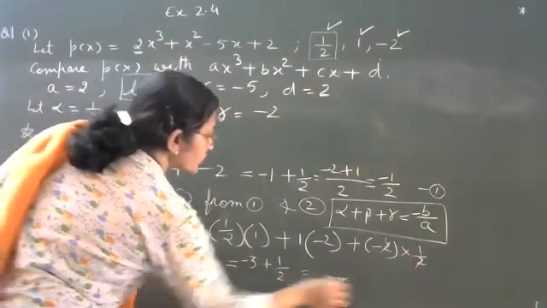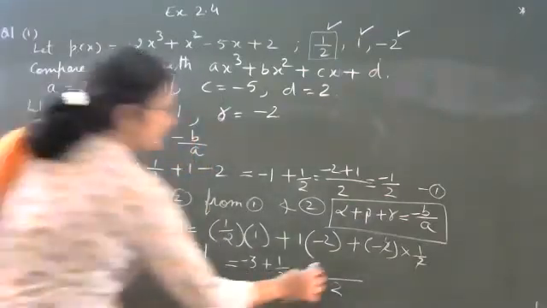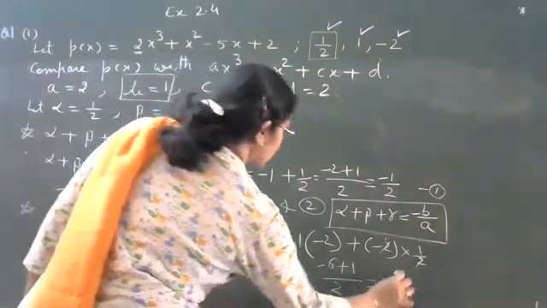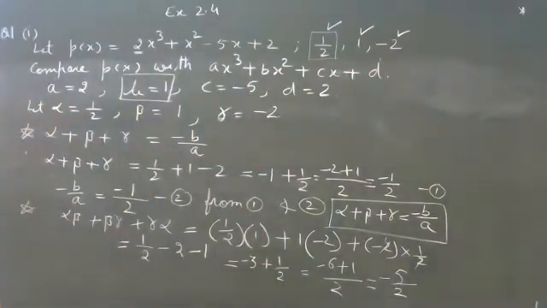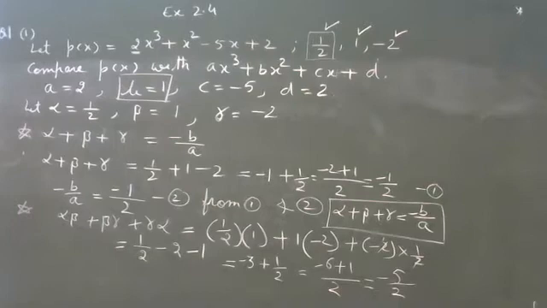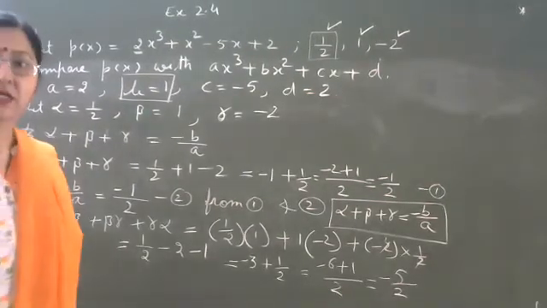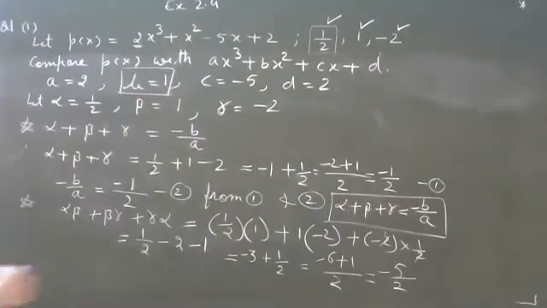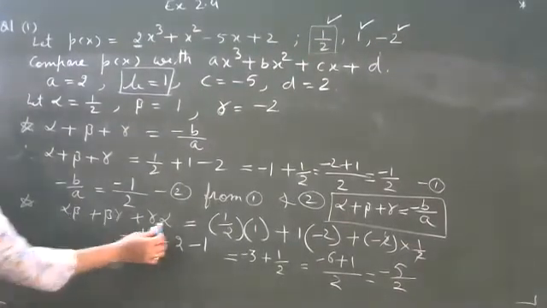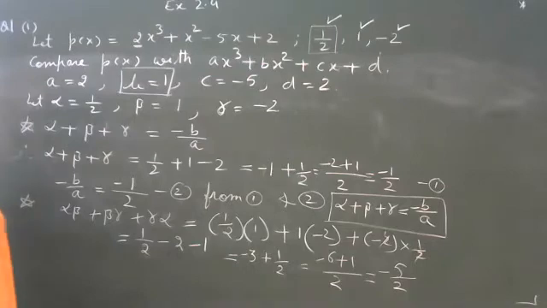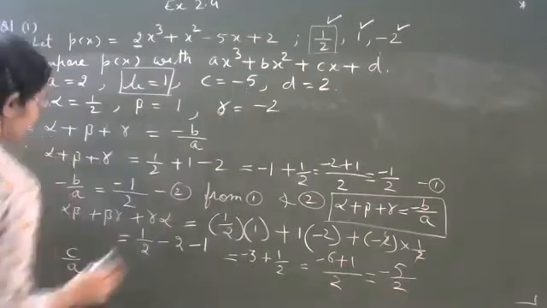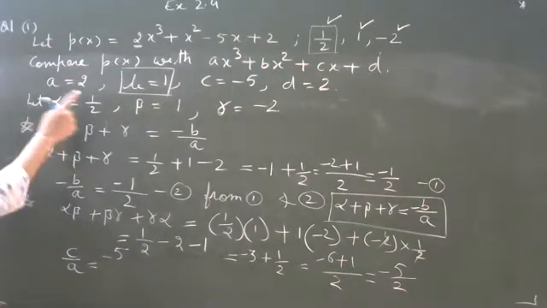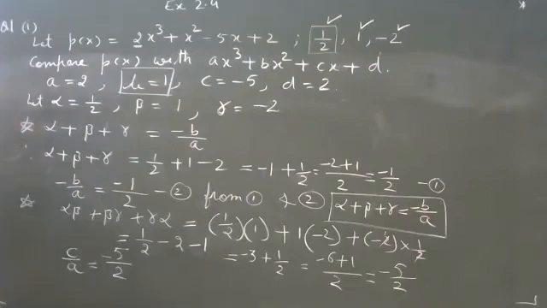So it is -3 plus 1 by 2. So take LCM. -6 plus 1, that is -5 over 2. It is -5 over 2. Now find out the value of c over a. आपको सबको पता है ना कि ये रिलेशंस क्या होते हैं? We know alpha beta plus beta gamma plus gamma alpha should be equal to c over a. Now find out the value of c over a. It is equal to, here c is -5 and a is 2. So it is -5 over 2.